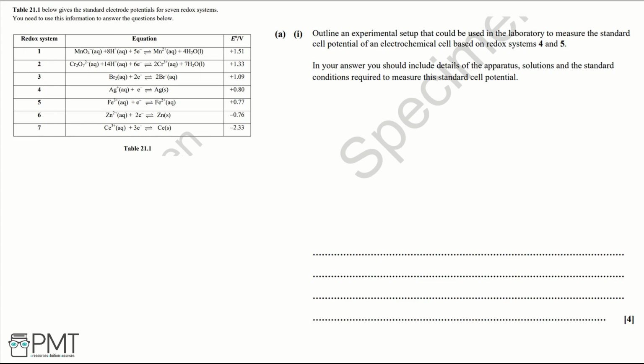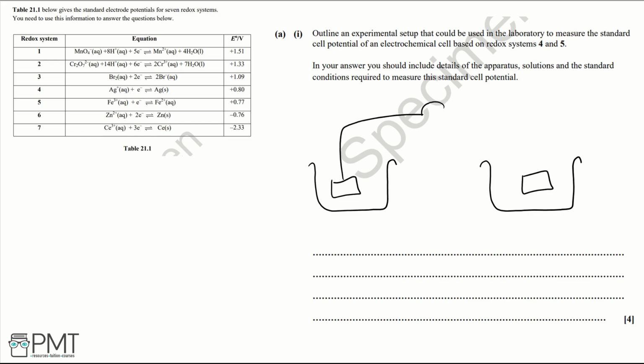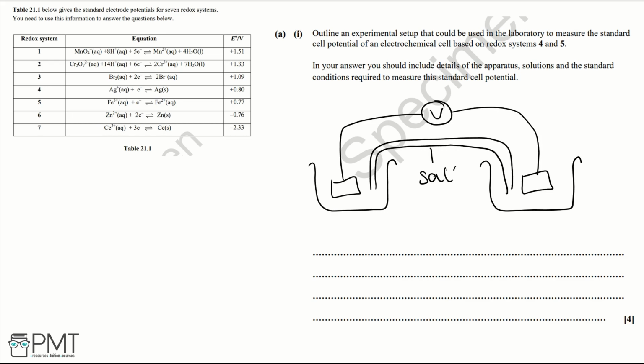In your answer, you should include details of the apparatus, solutions, and the standard conditions required to measure this standard cell potential. The general setup for measuring a cell potential is you're going to have 2 beakers with 2 electrodes in. And these electrodes are going to be connected to a voltmeter, and then connecting the 2 beakers, you're going to have a salt bridge. So you need to label all of this in your diagram.